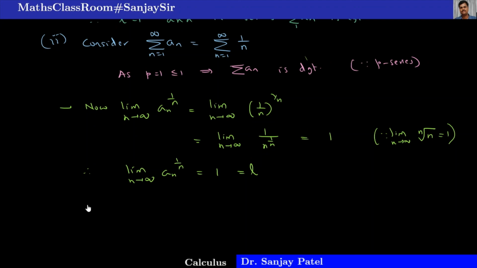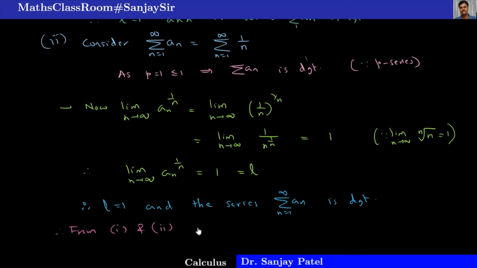So let us write down that conclusion. Thus L is equal to 1 and the series sigma a_n, n equal to 1 to infinity, is divergent. So from these two examples, from 1 and 2, it follows that for L equal to 1, the test fails because we cannot determine whether the series is convergent or divergent.